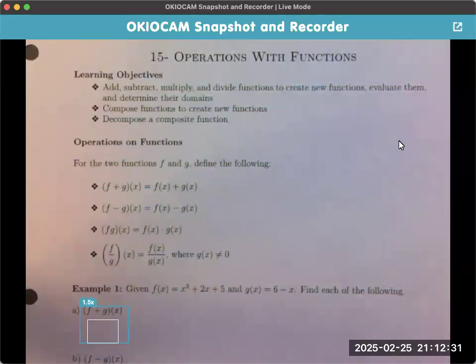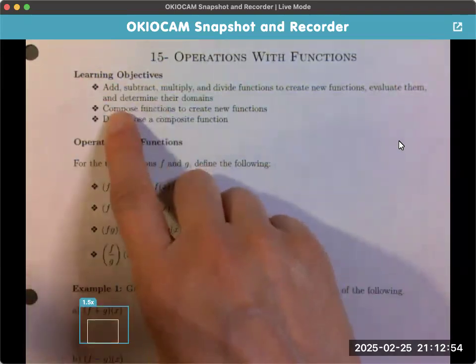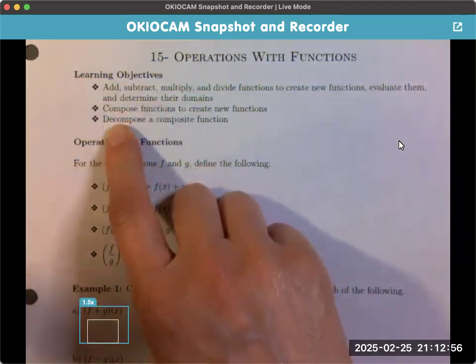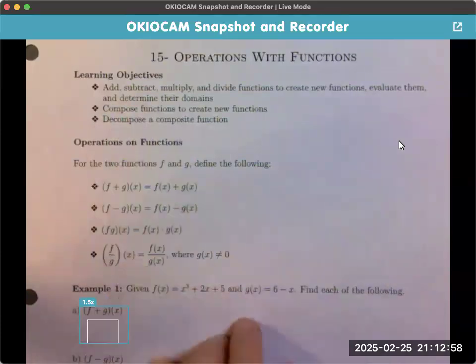Okay, 15, operations with functions. So operations. What we call the simple operations: add, subtract, multiply, divide. We create new ones, evaluate them, determine their domains, and then composition, or compose functions. That's kind of the newish one. And then decompose, even newer. So basically put two functions together and then take two functions apart, really what that means.